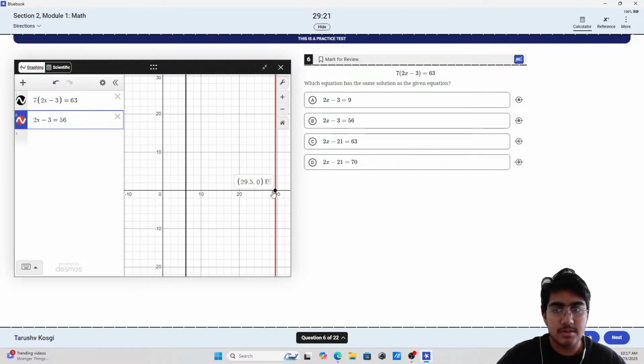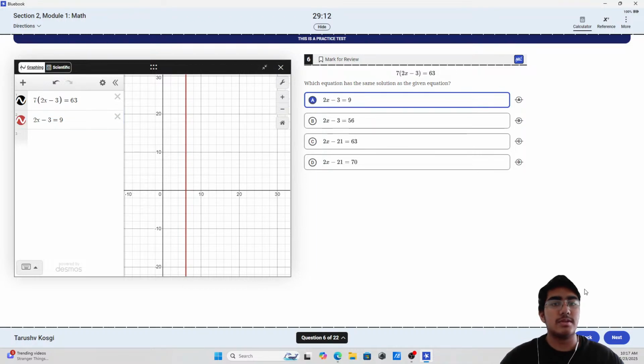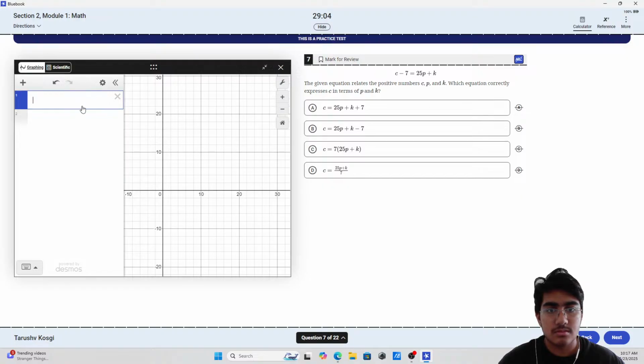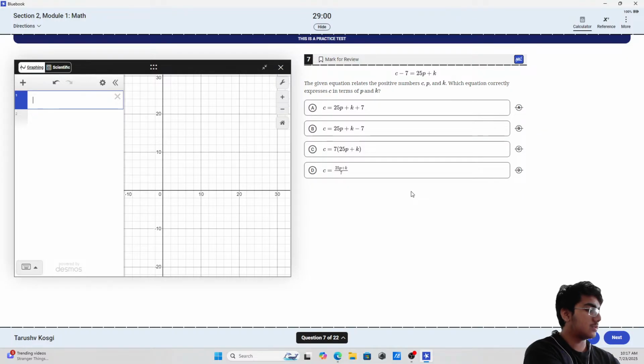So this is 6. It is 9. So this is some algebra right here. Simple level.